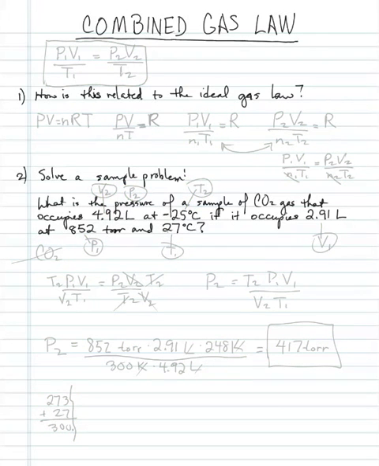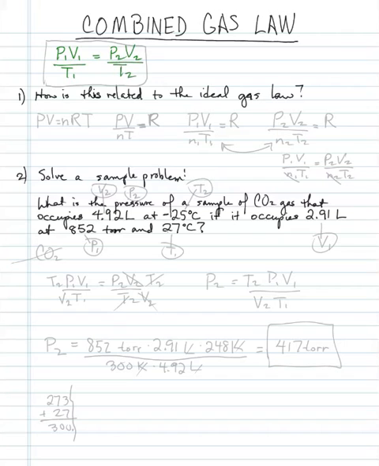Let's talk briefly about the combined gas law now, which is something that you probably saw or learned to use in your previous chemistry experience before you got to Chem 111. The combined gas law is usually written like this: P1 V1 over T1 equals P2 V2 over T2.